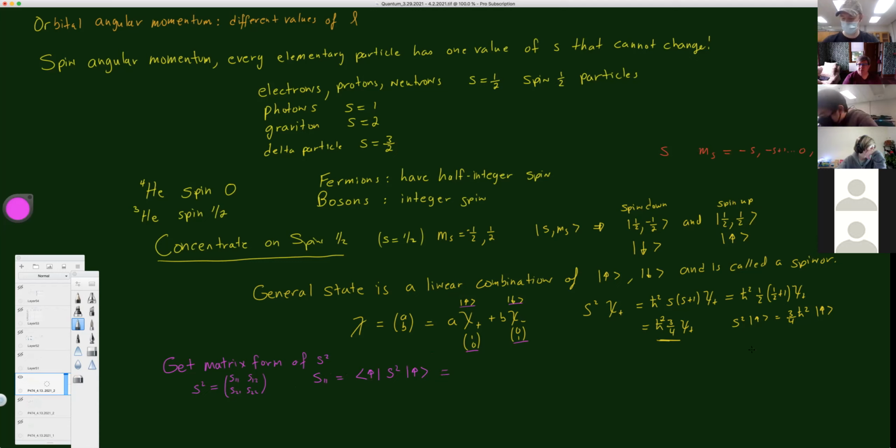Oh, and I forgot to mention here, actually, let's back up a tiny bit. Let's go back up here, because I just told you what s squared on the up vector is. This is just different notation, right? What is s squared on the down? What is that?